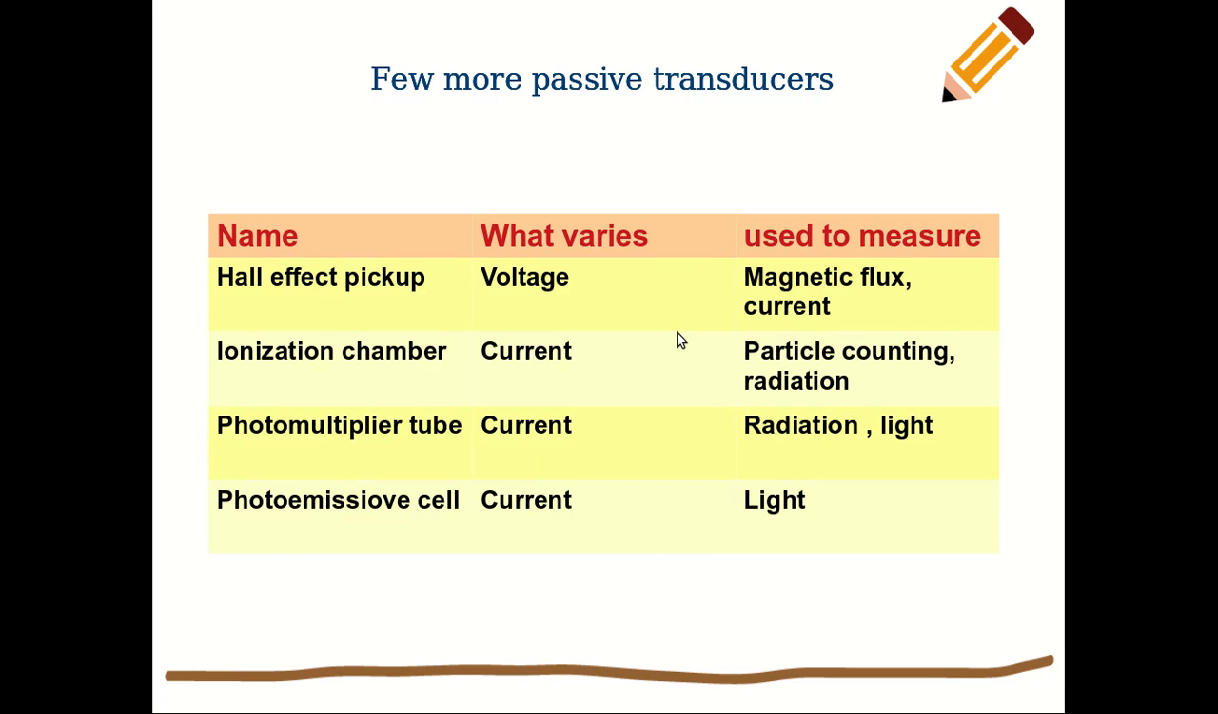Apart from this resistance, capacitance or inductance type of passive transducers, there are a few more passive transducers in which voltage or current changes, like Hall effect pickup, ionization chamber, photomultiplier tube, photoemissive cells. These are again the examples of passive transducers.